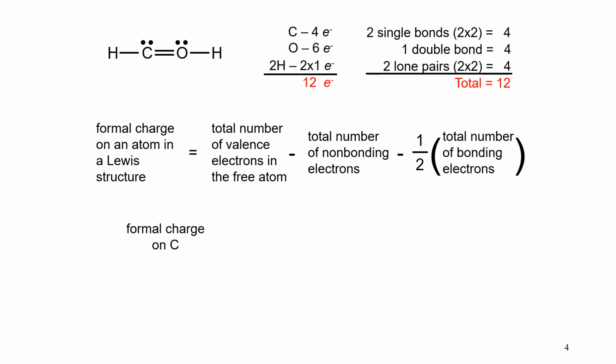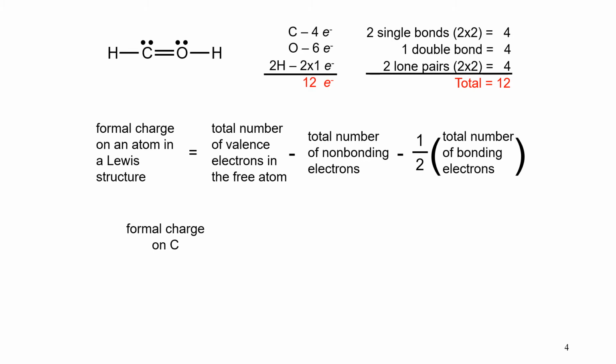So the formal charge on carbon and oxygen. We do this individually. Remember, hydrogen is always a terminal atom, only forms one bond, so its formal charge will be 0, and we don't have to worry about that. It's the atoms within that structure that have lone pairs and other bonds associated with them.